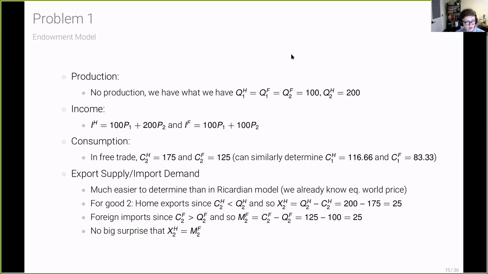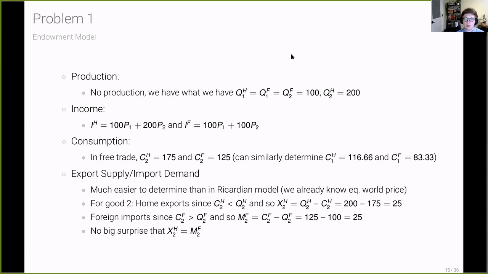Yeah, so what you saw in lecture 2, and I'll get on to that actually coming up next, the formulas that you saw in lecture 2 were for deriving export supply and import demand in the Ricardian model.